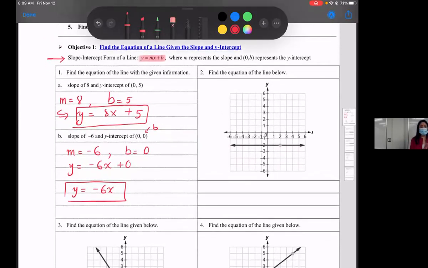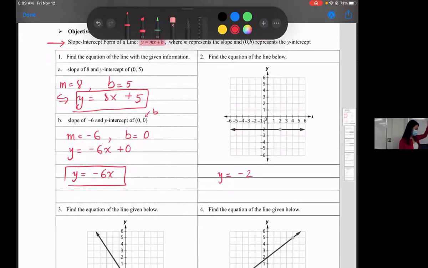Now number 2, I expect everyone should be able to tell me the equation of number 2. What's the equation equal to? y equals -2, right? On the exam, if they give you a line like that, vertical line or horizontal line, you should be able to tell the equation right away, right? Let me ask you something. What is the slope of this equation? 0, right? If it's horizontal, the slope is 0.